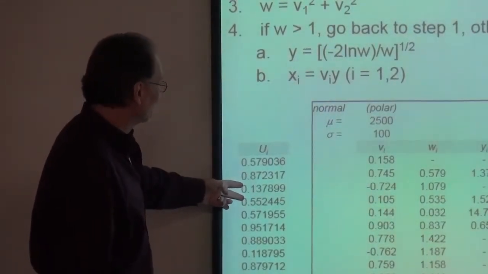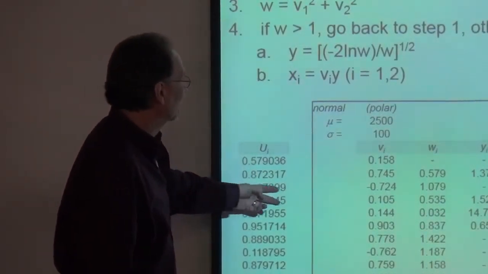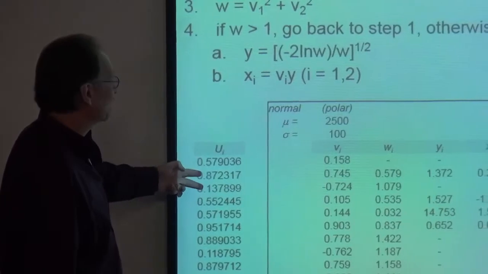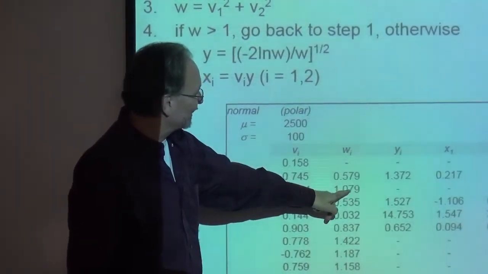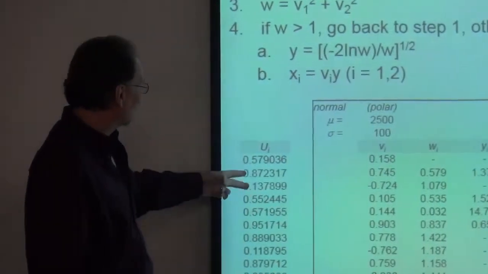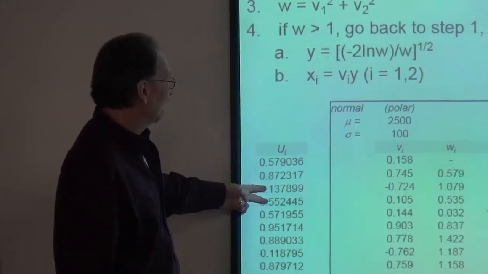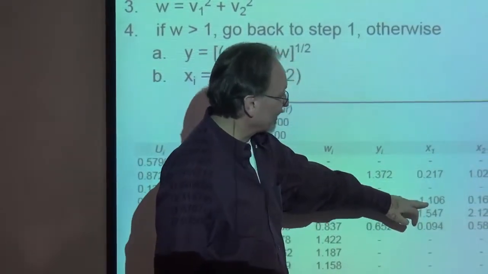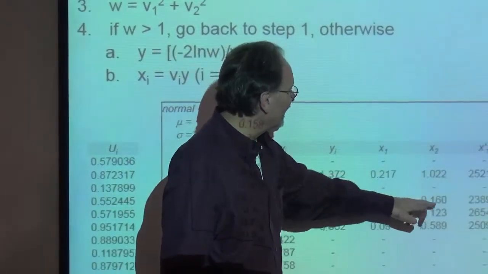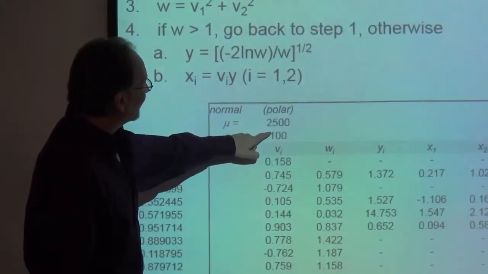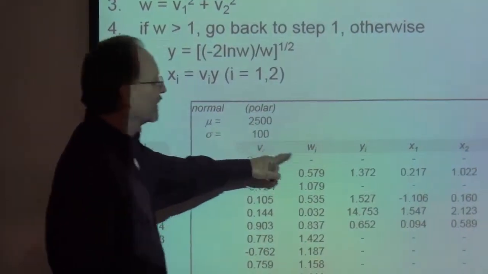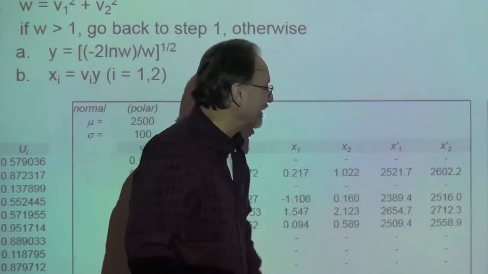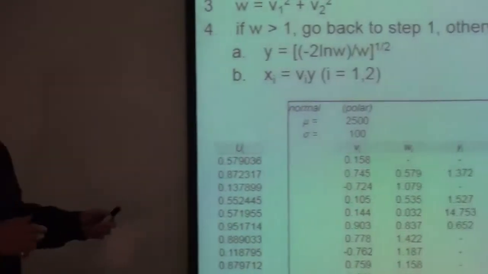Then I went to the next pair, this pair right here, I'm pretty sure. I didn't do these two, I don't think. Oh, actually I did, yeah. I did this pair, then this pair. That W didn't pass because it was greater than 1, so I had to toss that out. So then I went to this pair. That W was okay. That's my Y. My X, now that's below the mean. That's slightly above the mean, transforming it into mean 2,500, standard deviation 100. The next time between failure is 2,389.4 hours, and the next time beyond that is 2,516, and you just continue with that algorithm.